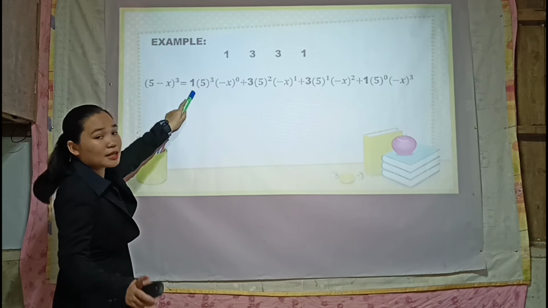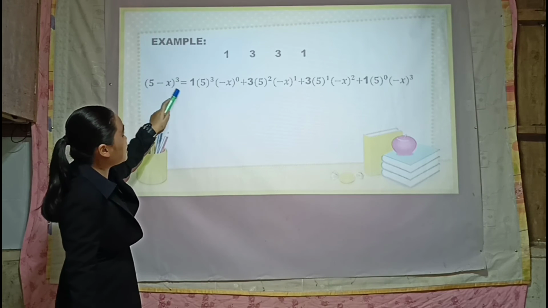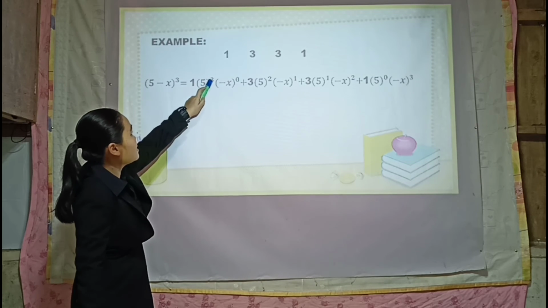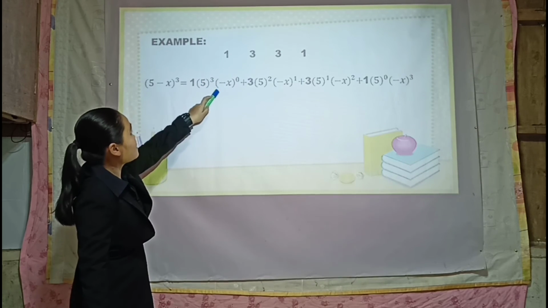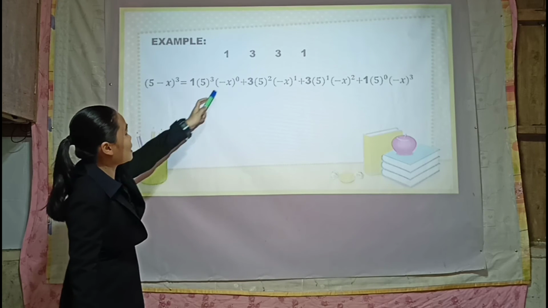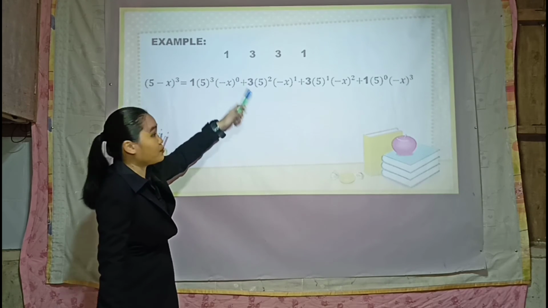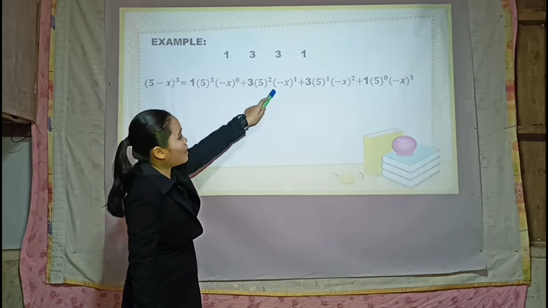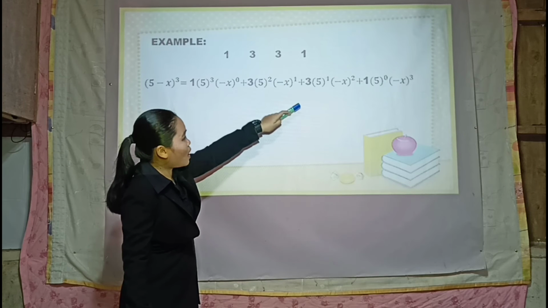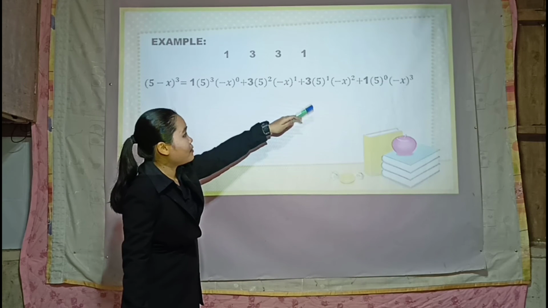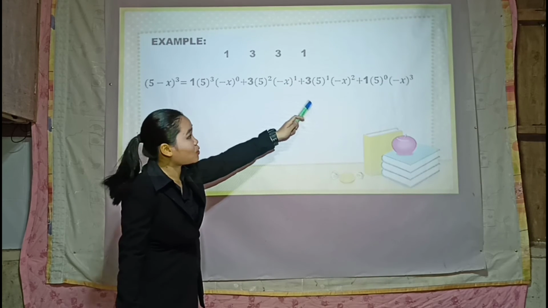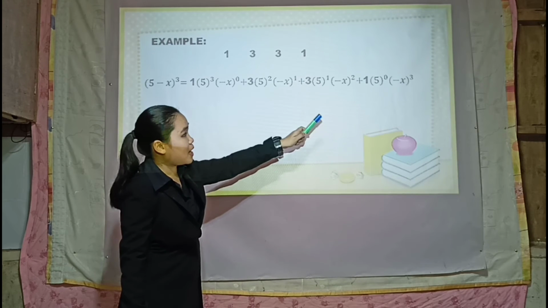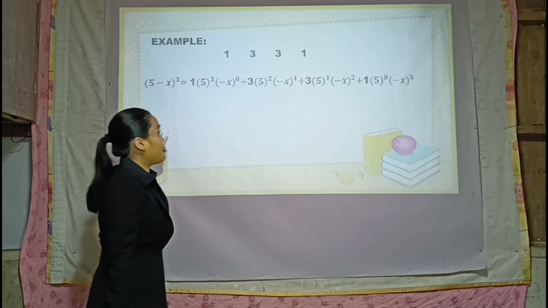So first, distribute the value of a and b to the coefficient. We have 1 times 5, which is our a, cubed, times the value of our b, which is negative x raised to 0, plus 3 times 5 squared, times negative x raised to 1 plus 3 times 5 raised to 1 times negative x squared plus 1 times 5 raised to 0 times negative x cubed.